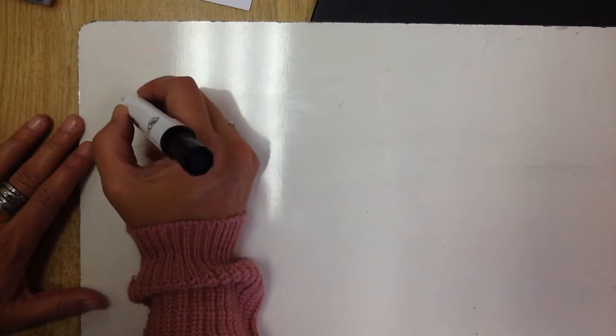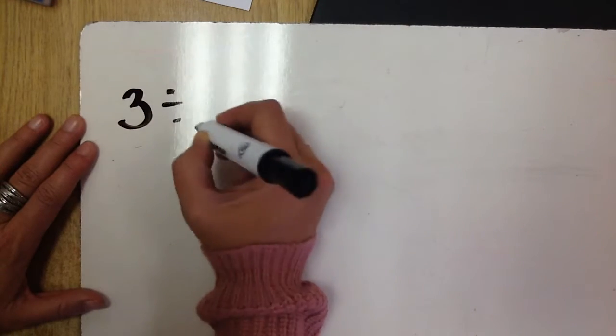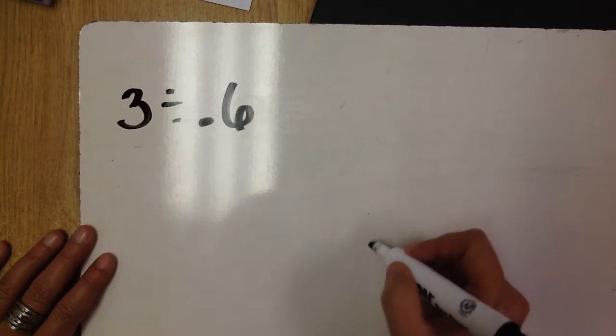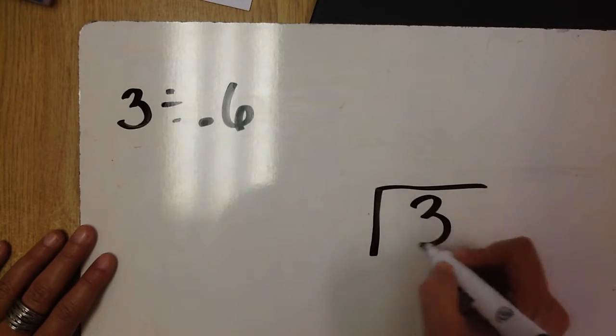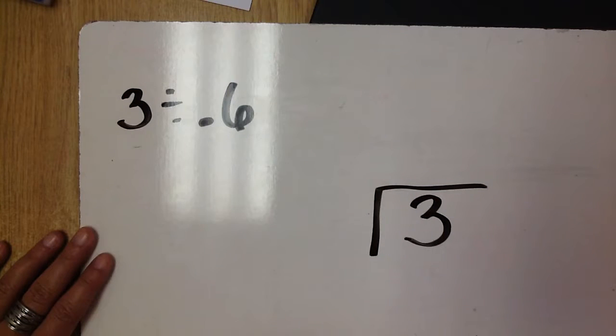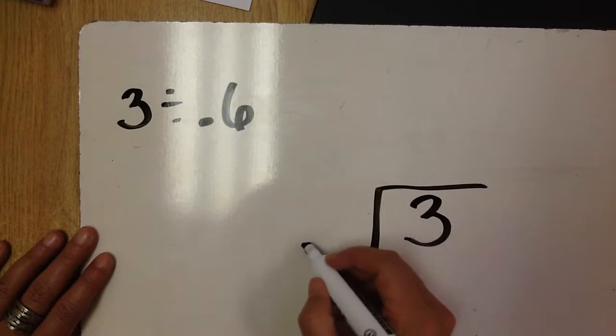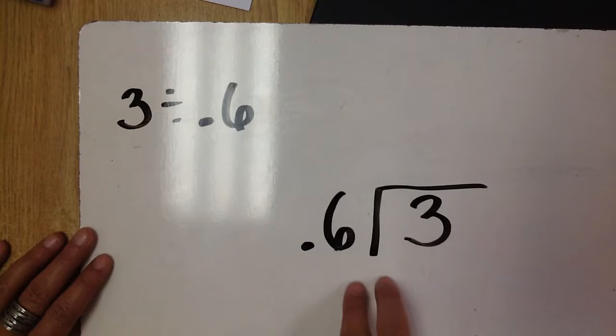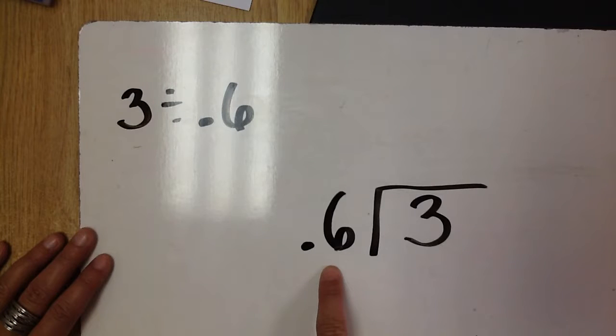So let's use one of our same equations from our previous strategy. We're going to start out with 3 divided by 6 tenths. For standard algorithm, I'm going to set it up. 3 is my dividend, so it goes here, and 6 tenths is my divisor, which is what I'm dividing by, so it goes here. When you're dividing, you always have to divide by a whole number.